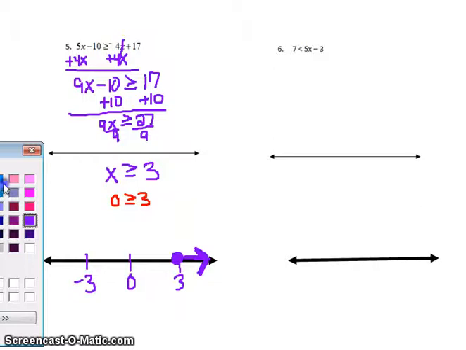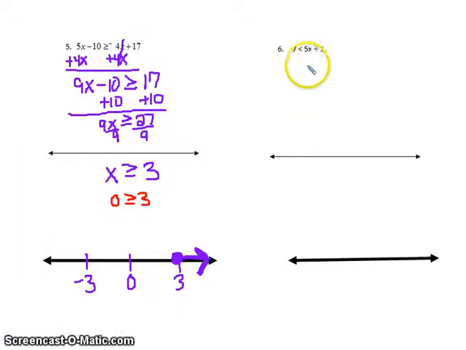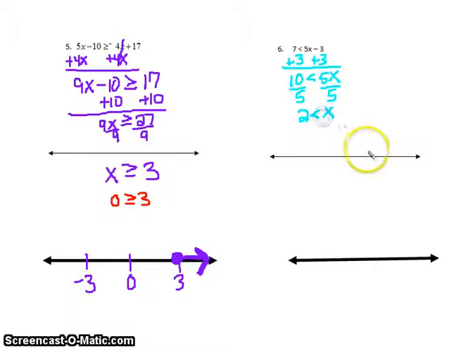For number 6, we still want that x by itself, even though it's on the right-hand side. We don't need to move the 7. The variable's on the right-hand side. We need to move everything away from it. So we're going to add 3 to both sides. And we get 10 is less than 5x. When we divide both sides by 5, we get 2 is less than x.